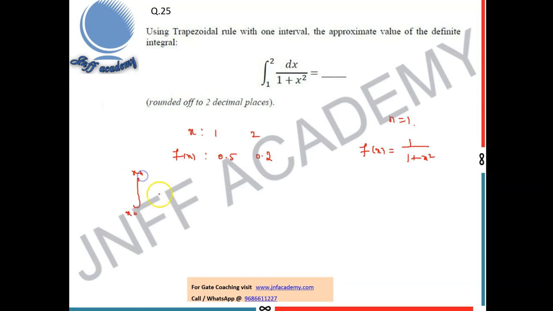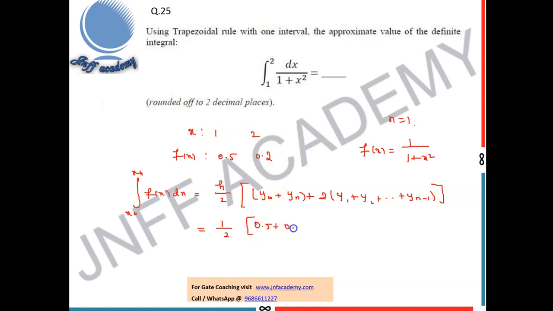Integral x naught to xn f of x dx equal to h by 2 into y naught plus yn plus 2 into y1 plus y2 plus etc. up to yn minus 1. Here h is also 1 because b minus a by n, that is 2 minus 1 by 1, that is 1. So 1 by 2. Here we have two values, starting value and ending value only. y0 plus yn, that is 0.5 plus 0.2. So 0.7 by 2, this is equal to 0.35.